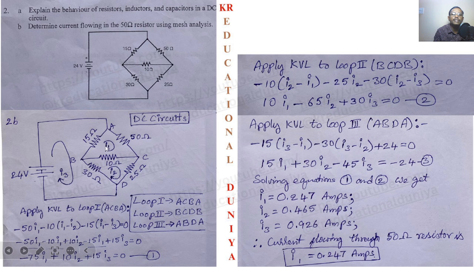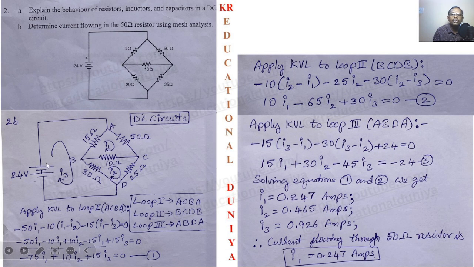So I3 minus I1. There are two currents flowing in this 15 ohms. So minus 15 (I3 minus I1), and again minus 30 (I3 minus I2). Again here there is a supply, and here the starting point is minus. So everywhere we are taking plus or minus, and here also we have to take the ending point.